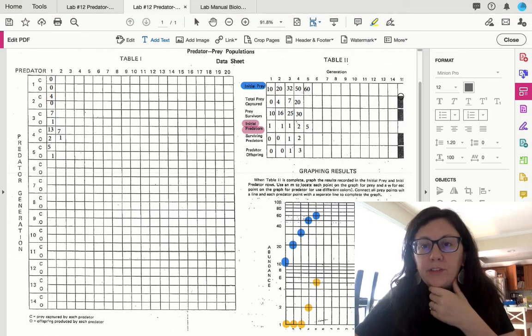The last thing my professor told me is that in this column you won't have prey captured, prey survivors, and so on. You're just going to have the initial prey and the initial predators for this last column.